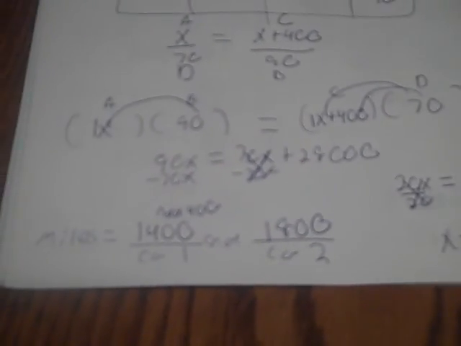Okay. Once again, we know that the x is 1,400, and we take 1,400 plus 400, and that finds the distance for us. Okay.